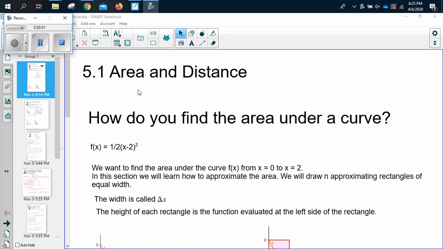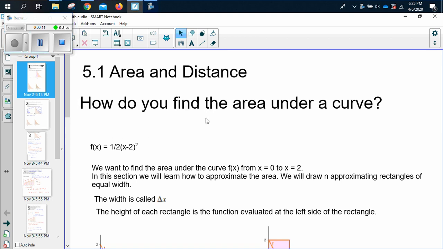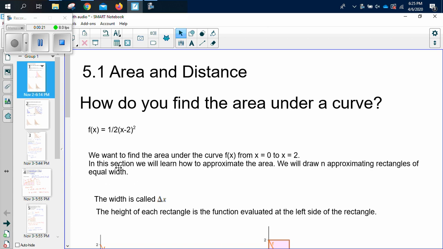Class, I want to cover 5.1, which is over area and distances. How do you find the area under a curve? For the rest of the semester, we're going to be talking about the area under a curve. This is going to lead into integration, which is actually the opposite of differentiation. And we've already talked about antiderivatives. So we're going to tie these two things together in the next section.